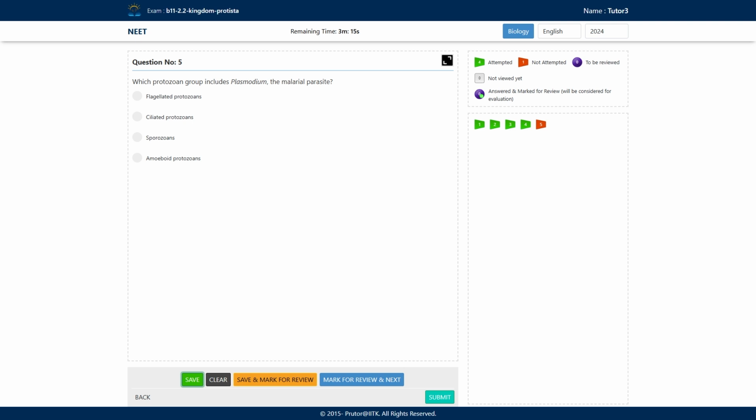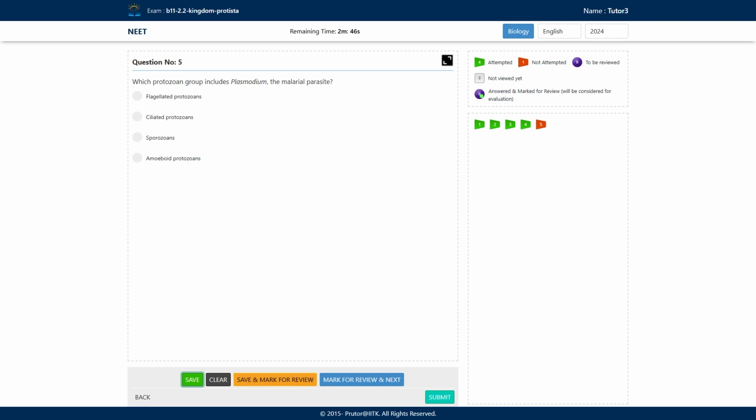Now let's discuss this question. Which protozoan group includes Plasmodium, the malarial parasite? So Plasmodium causes malaria. There are different species of Plasmodium: Plasmodium vivax, Plasmodium falciparum, and Plasmodium malariae. The life cycle of Plasmodium is quite complex. It has two hosts, the human host and the female Anopheles mosquito.